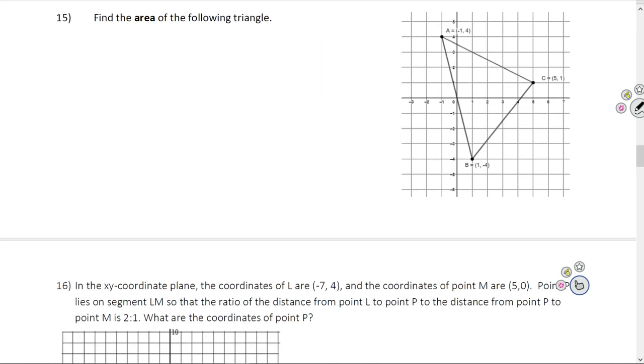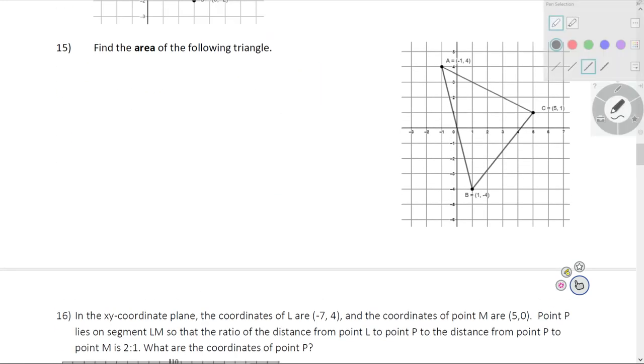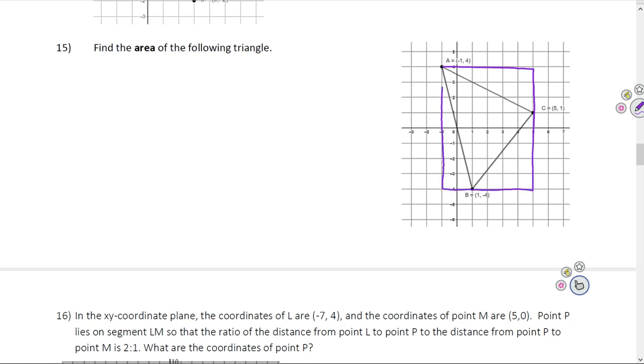Number 15, find the area of the following triangle. The way I'll find the area is by sticking this triangle within a very tight rectangle that fits along our grid. You don't want any extra space. I want to go right and hit all the vertices that I can. There's my rectangle. Now, what is the area of this rectangle?